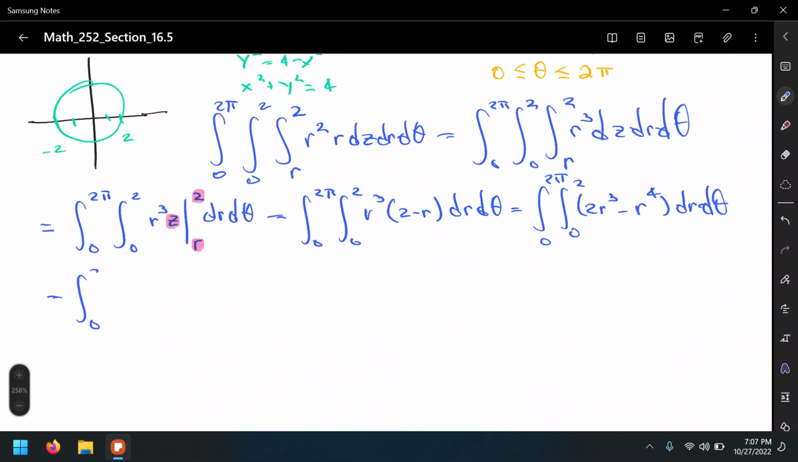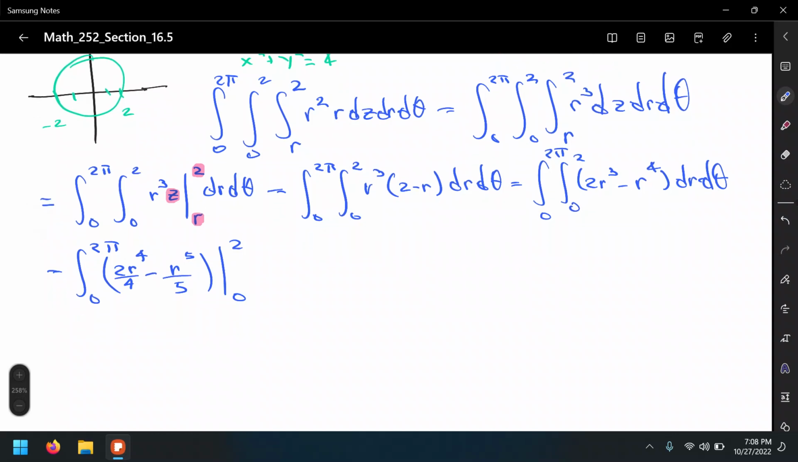So that's the integral from 0 to 2 pi. No more the second integral symbol because we're integrating. So that's going to be 2r to the 4th over 4 minus r to the 5th over 5. And that gets evaluated between 0 and 2. So we're lucky that one of our limits is 0. That way we don't have to perform a really big arithmetic operation, right? And don't forget the d theta. So as usual, upper limit minus lower limit.